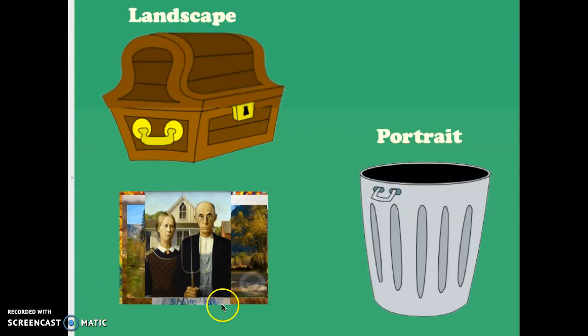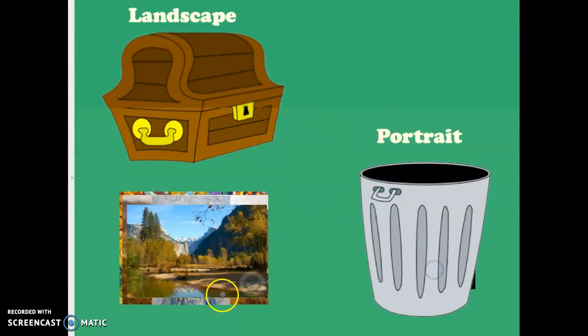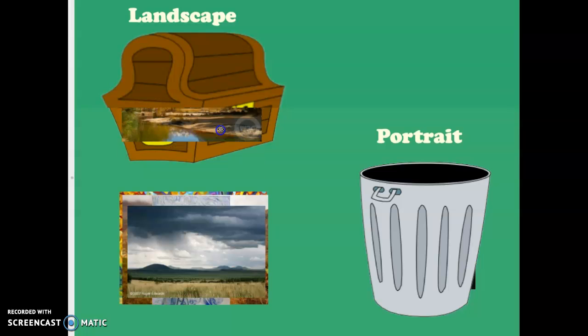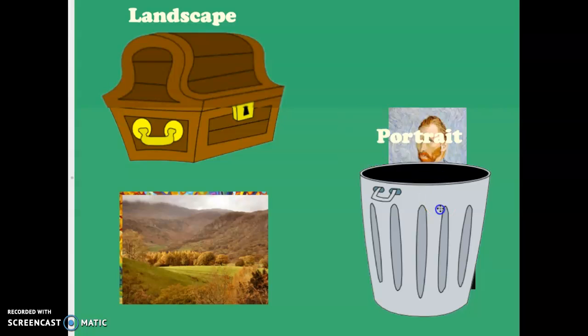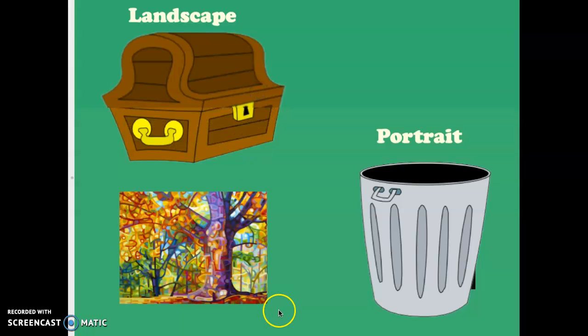So what is this one? Very good. It's a portrait. How about this one? Awesome. It's a photograph of a landscape. How about this one? Very good. It's a landscape. And this? That's right. It's a portrait. How about this one? A landscape. You're right. And this one? That's right, a landscape, an abstract one, but a really cool landscape.